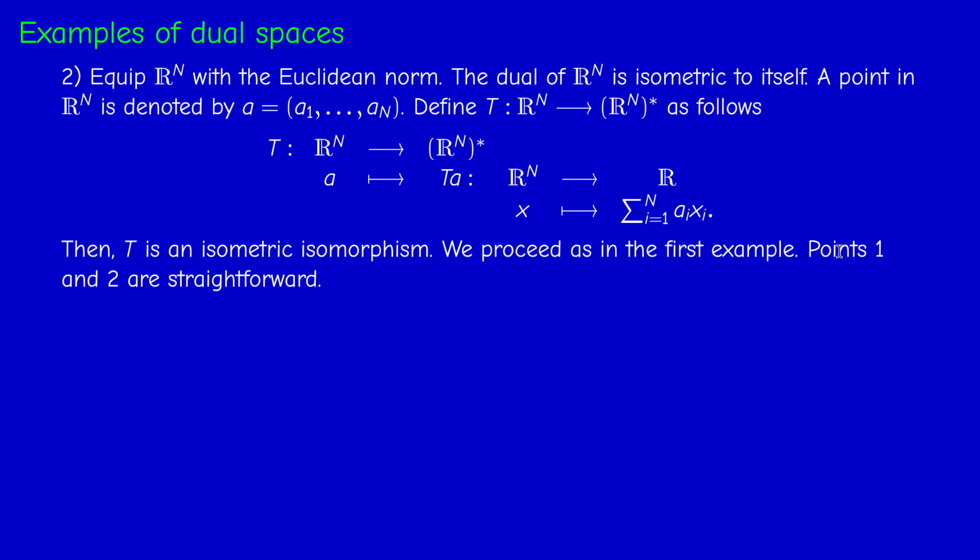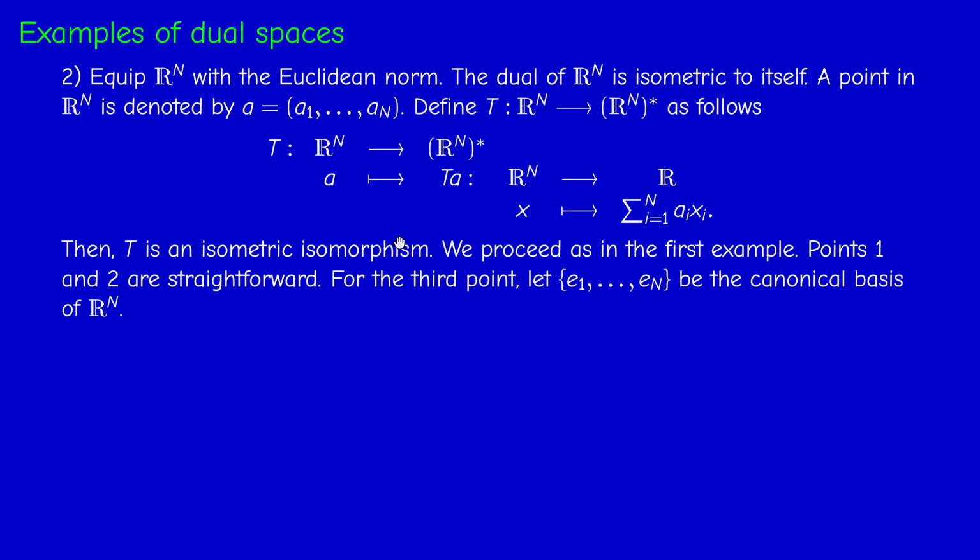And same procedure, points 1 and 2 should be straightforward. So T_A is well defined, it's really linear in X. Second point, it is linear in A. Third point, less trivial, we have to take a basis. So we take the canonical basis. So we take e_1 to be (1, 0, 0, ..., 0), e_2 equals (0, 1, 0, ..., 0), and so on. This is called the canonical basis of R^n.